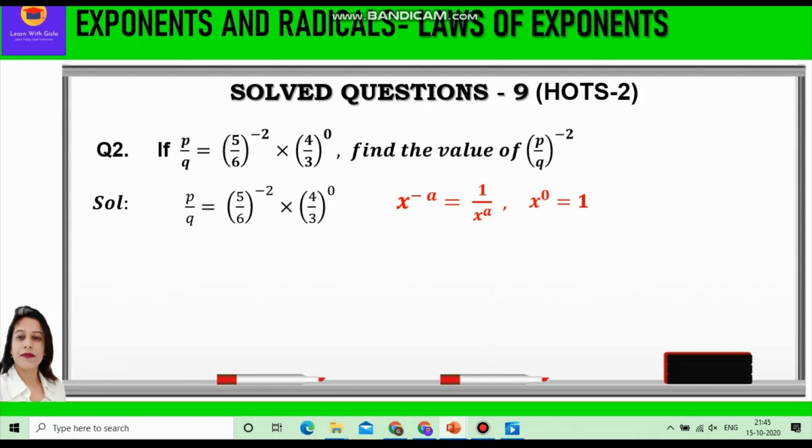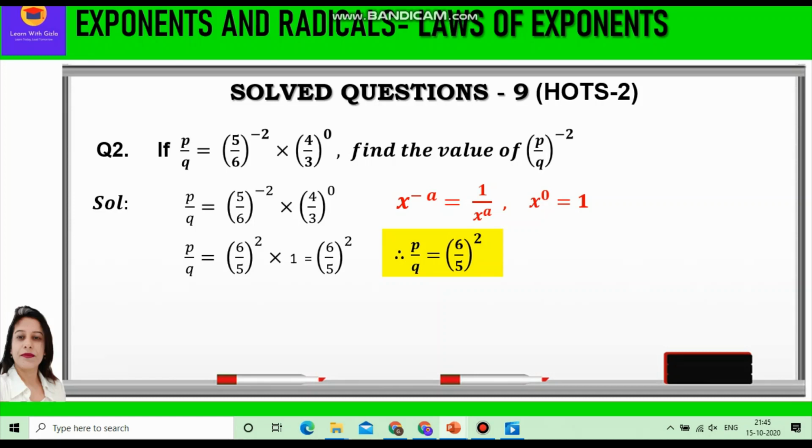So accordingly we shall write p by q is equal to 5 by 6 will become 6 by 5 and minus 2 will become 2. It will become positive by reciprocating 5 by 6. And 4 by 3 raised to power 0 will become 1, which is equal to 6 by 5 raised to power 2. So this is the value of p by q which we have got, 6 by 5 raised to power 2.